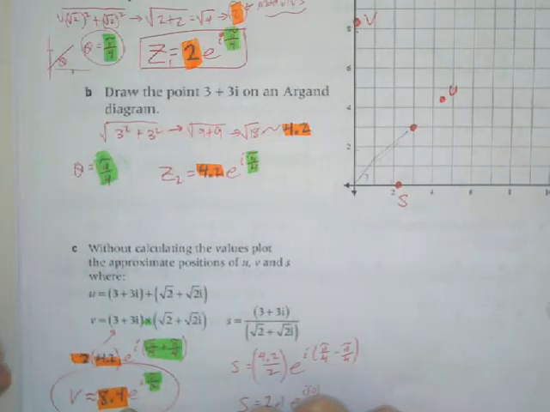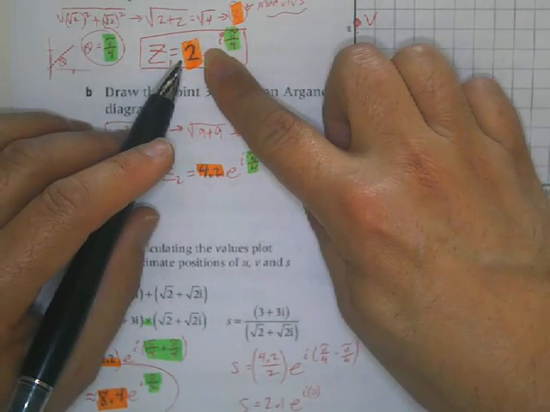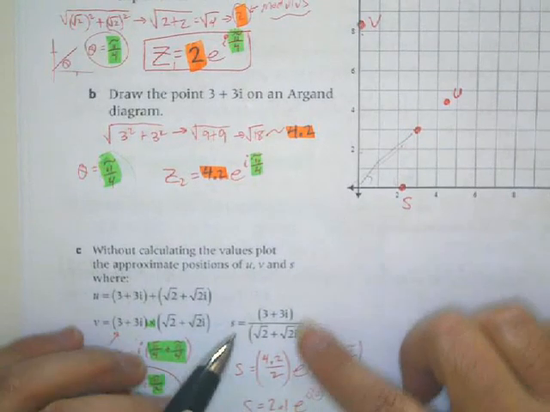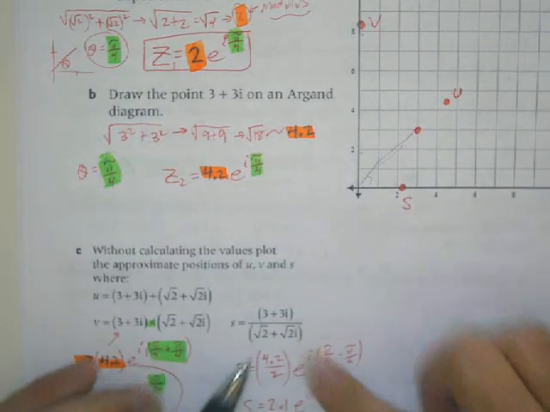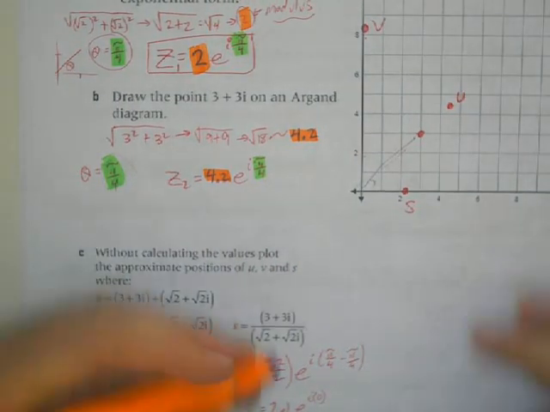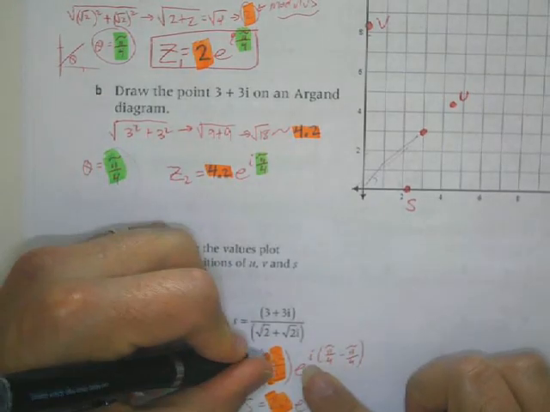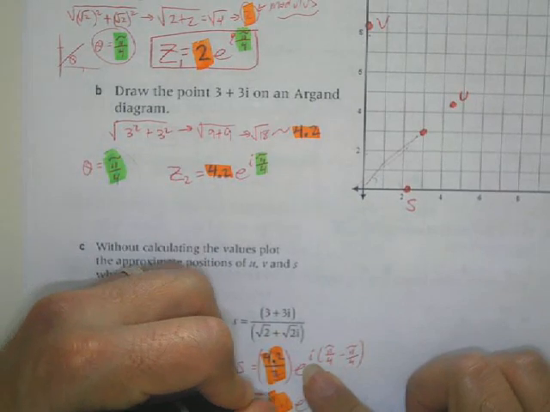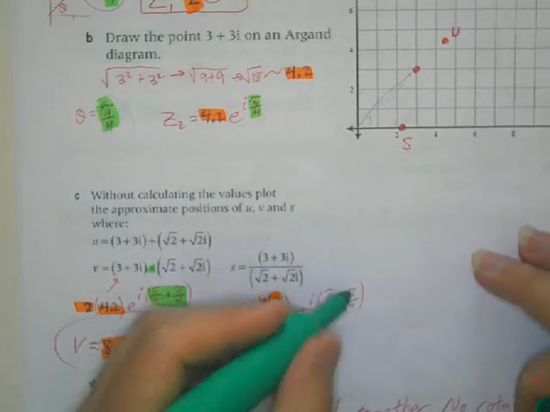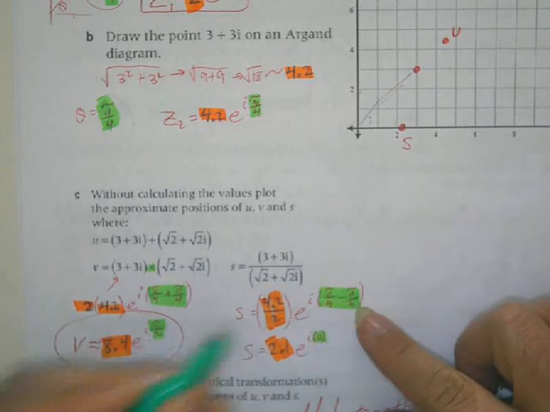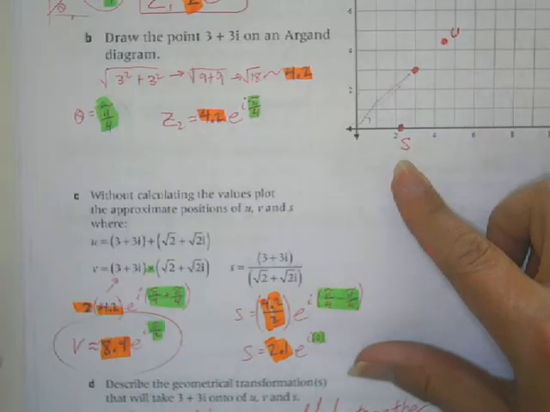Okay, and then this divided by this, so I'm going to have the moduli divided by each other. So 4.2 divided by 2, and so that gets me a modulus length of that. And if I subtract the arguments, pi over 4 minus pi over 4, that's going to give me 0. So that means I'm just going to be going in the x direction this way. So there's with that length.